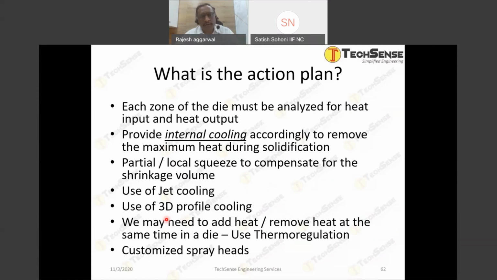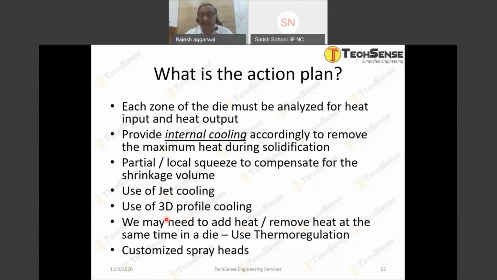So what should we do? Each zone of the die must be analyzed for the heat input and heat output. Provide internal cooling accordingly to remove the maximum heat during solidification. Partial local squeeze to compensate for the shrinkage volume. Jet cooling, 3D profile cooling, that is additive manufacturing. We may need to add heat and remove heat at the same time in the die.